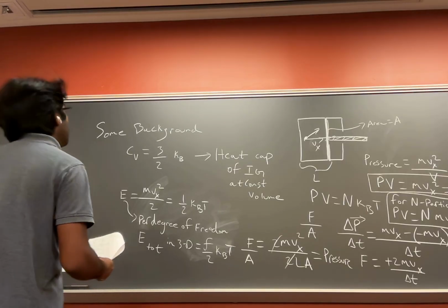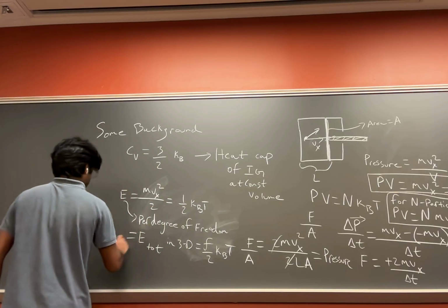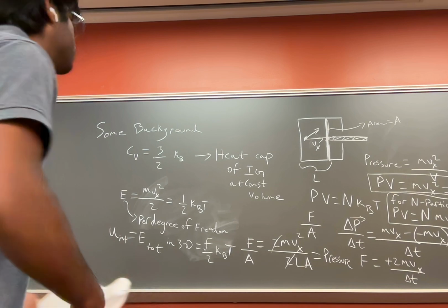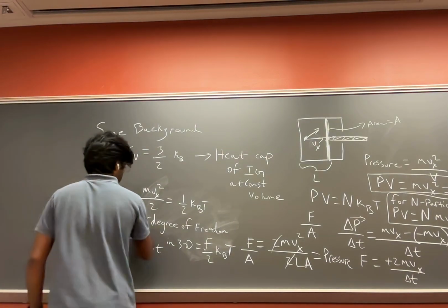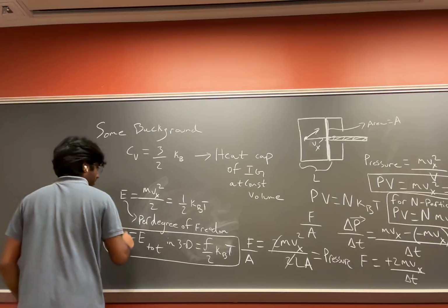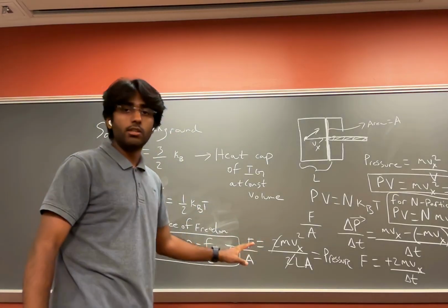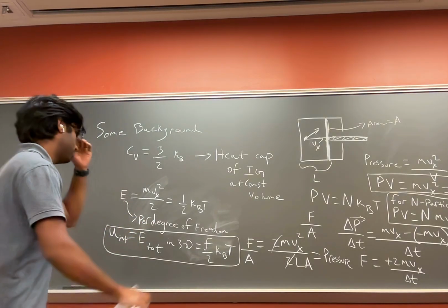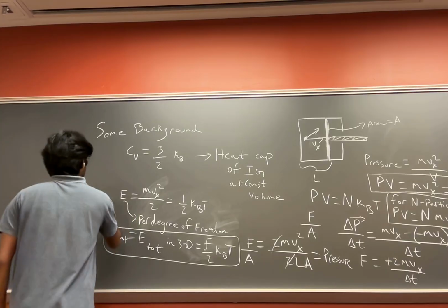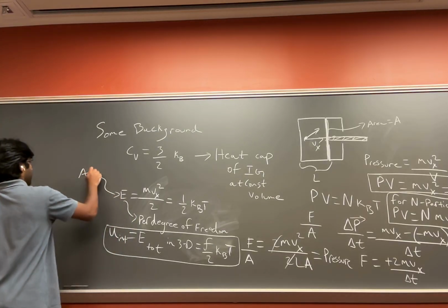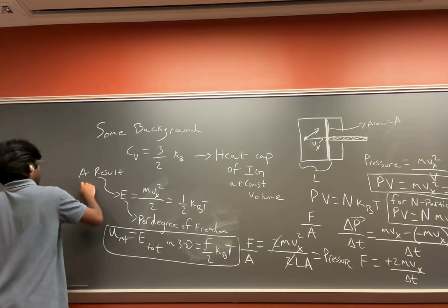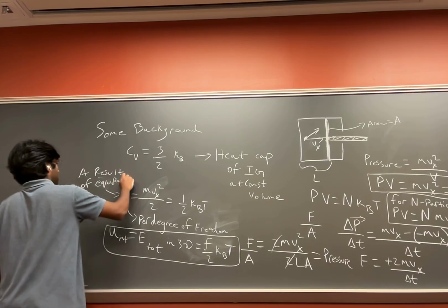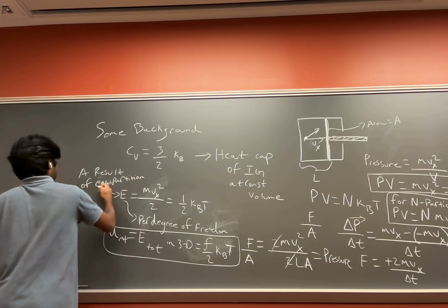With that being said, we know that we can also call this the internal energy, U internal. So this is the fact that there's 1/2 kBT of energy per degree of freedom. This is a generalized case of the equipartition theorem derived from statistical mechanics. So we can just say a result of equipartition theorem.